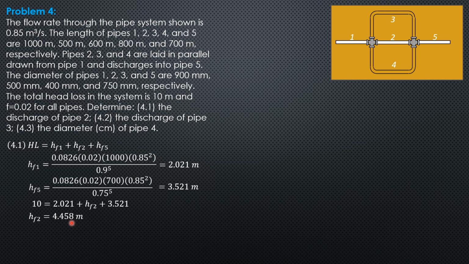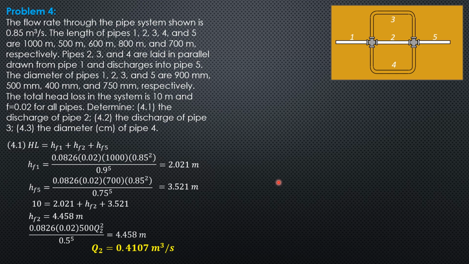Then equate it to the head loss HF2: 0.0826, 0.02, length of pipe 2, 500, Q2 squared over diameter of pipe 2, 0.5 raised to 5, equals 4.458. So only Q2 is unknown here. Q2 is the square root of 4.458 times 0.5 to the fifth divided by the quantity 0.0826 times 0.02 times 500. So Q2 is 0.4107 cubic meter per second.